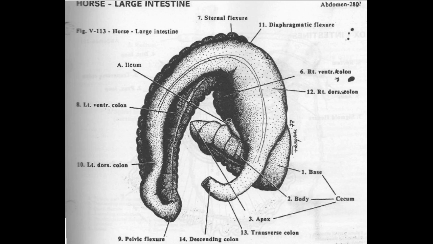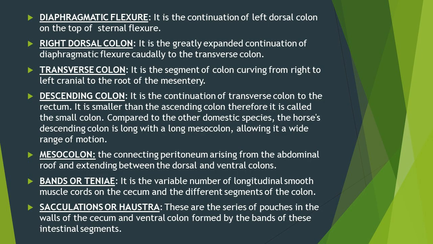The right ventral colon is present cranially on the right abdominal floor, caudal to the sternum. The sternal flexure is present around the apex of the cecum. The left ventral colon is present towards the left abdominal wall. The pelvic flexure is present near the pelvic inlet, and the left dorsal colon, like the left ventral colon, is present against the left abdominal wall, and the diaphragmatic flexure and right dorsal colon are present on the ventral portions of the colon.